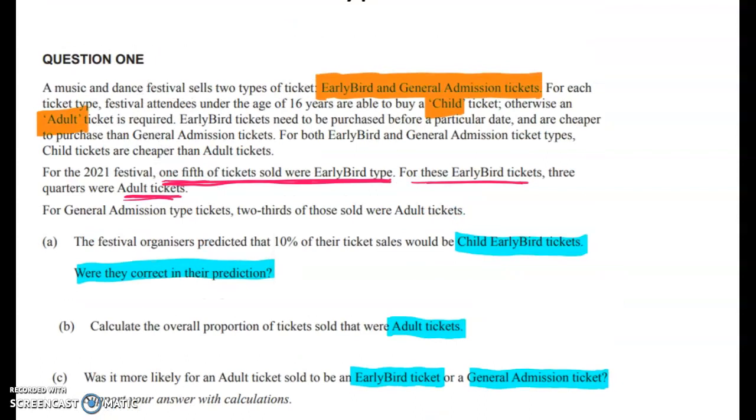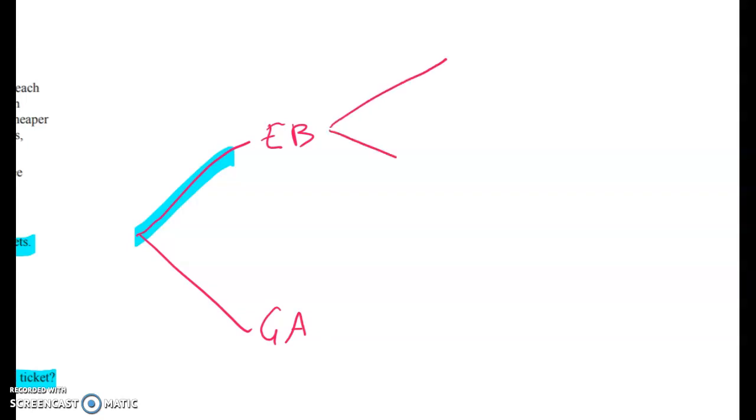I'm going to work in fractions the whole way through. It's fine to use fractions or decimals. If you're using decimals, don't round too early. So my tree is going to look like this. I'm going to have early bird admissions here and general admissions here. And then I'm going to have adult A here and child tickets here, and the same again.